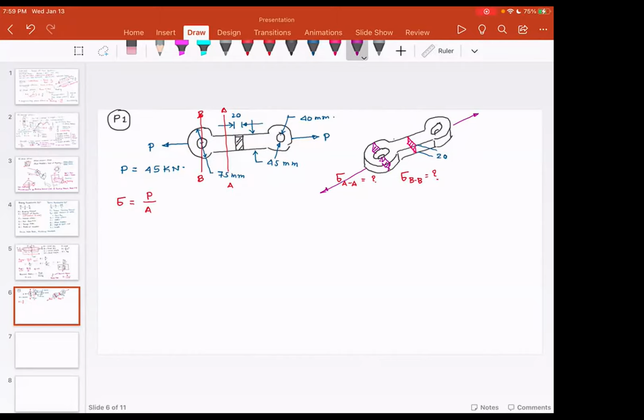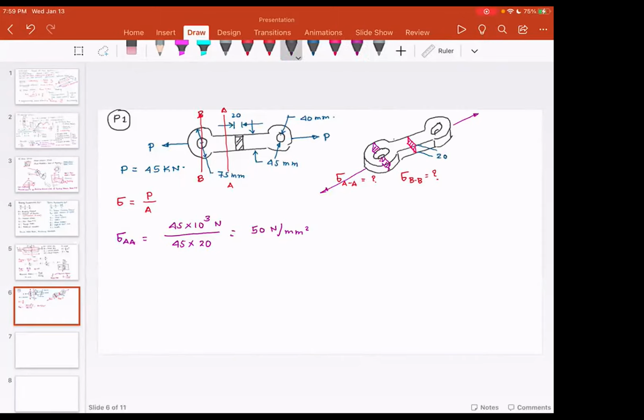So if I were to take sigma AA, the load is 45 kilonewton. I'm going to write this as 45 × 10^3 Newton divided by the width multiplied by thickness, which is 45 multiplied by 20. And when I do this, I have the value of 50 Newton per millimeter square. I would encourage you to use calculators and see if my answers are correct.